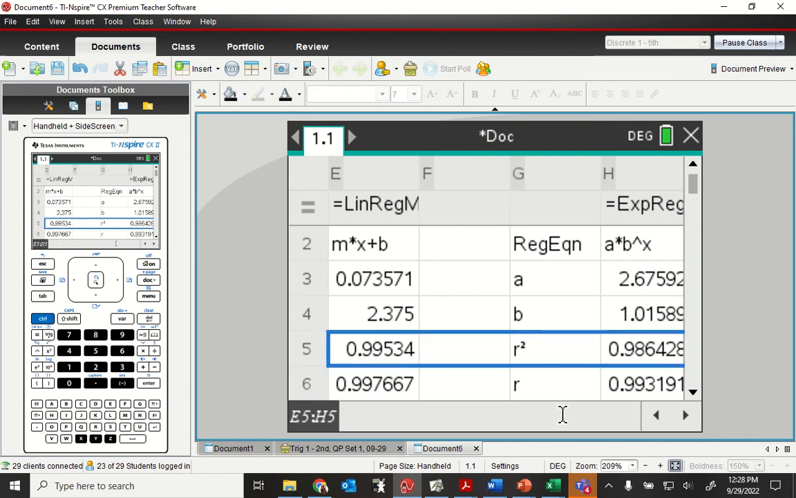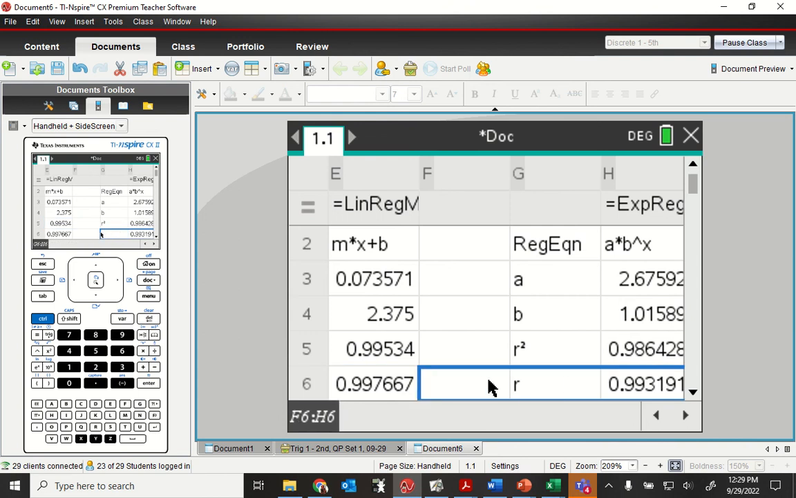Which one has a better R squared value? The first one has a better R squared. I know you guys are writing that down because your R squared is going to tell you. And let's look at my R values. Which one has a better R value? The linear, the first one, right? So that means that my first one is going to be the better equation. It's closer to 1. You want it closer to 1 because if it's 1, that means it fits it 100%. So we're looking for 100%.